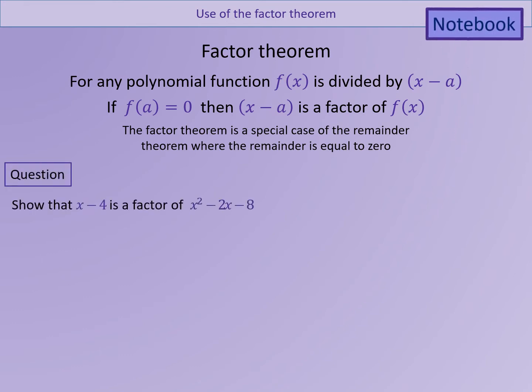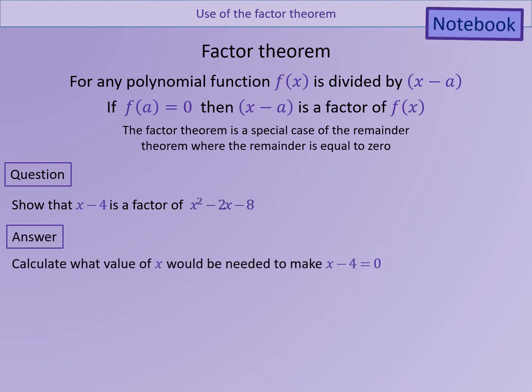So here is our question, and it's a show that question. So with a show that question, we have to make sure we show lots and lots of working, because we are being told that something is true, and our job is to prove it. So we're going to do it in exactly the same way as we did with the remainder theorem. So we are going to find that value of x that makes x minus 4 equal to 0, which of course is 4. And then we're going to take that value of 4 and place it into our polynomial. Now we know already that we are expecting a value of 0. We're not expecting a remainder because we are being told that it is a factor.